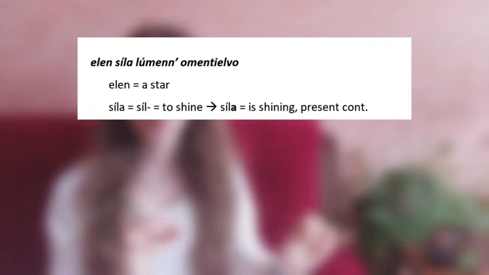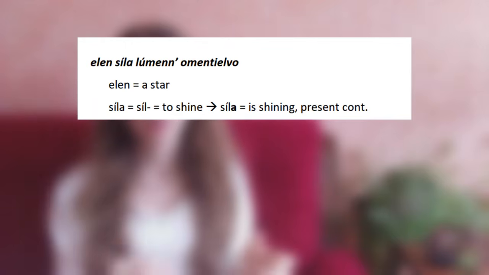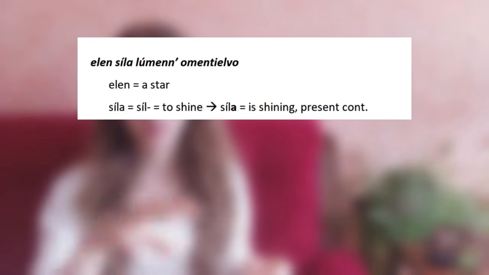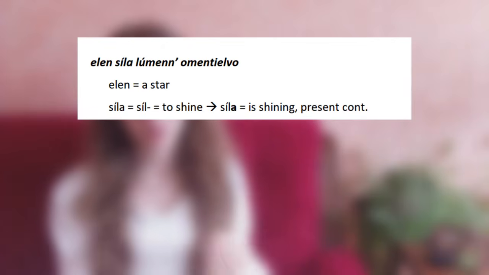Elen means star, and we don't have the star, so it's just elen. A star? Okay. Sila comes from the word sil, the verb, right, to shine. And then the a in the end tells us that this is the present tense. Elen sila, a star shines. Or technically it's shining, because technically speaking this would be present continuous.